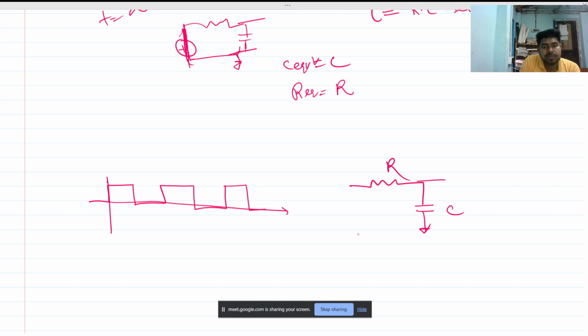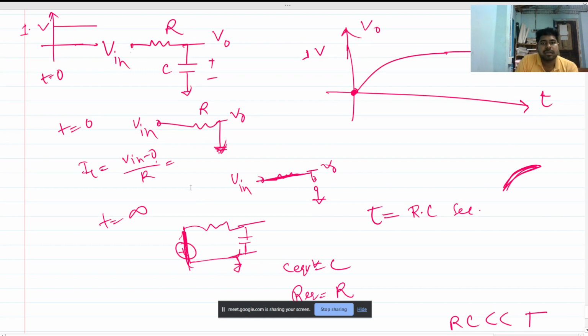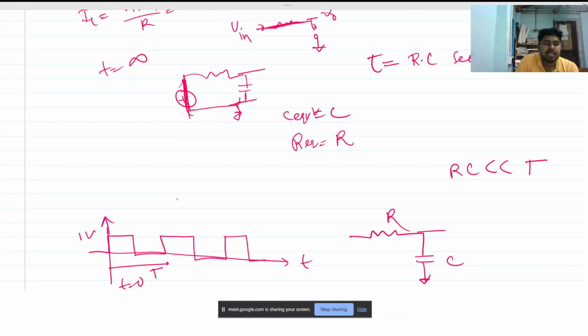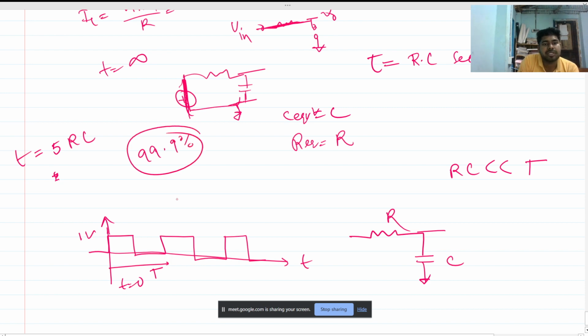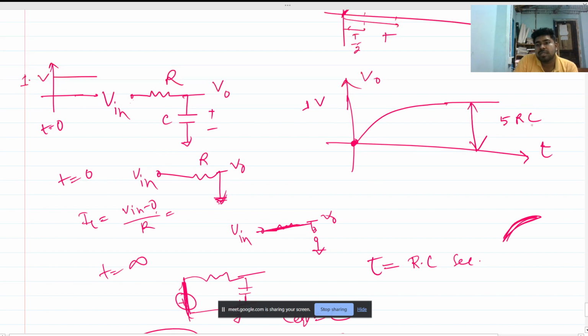Let's say this is t equals 0, and the input is 1 volt, and this is our time period. We are assuming RC is very much less than T. One thing I have to tell you: to charge to the maximum value of 1 volt, like V in, it takes 5 RC time. So to charge a capacitor fully, it will take 5 RC time, so that it can charge up to 99 point some, I guess 9%, of this V in.